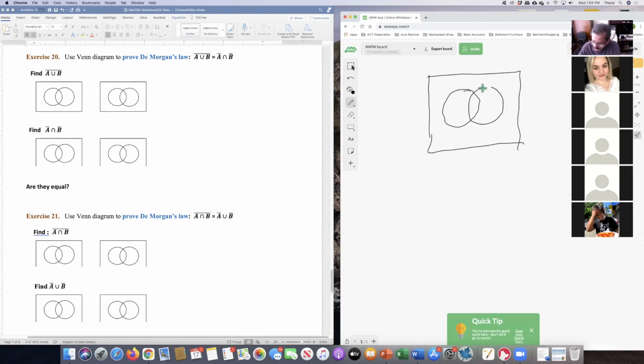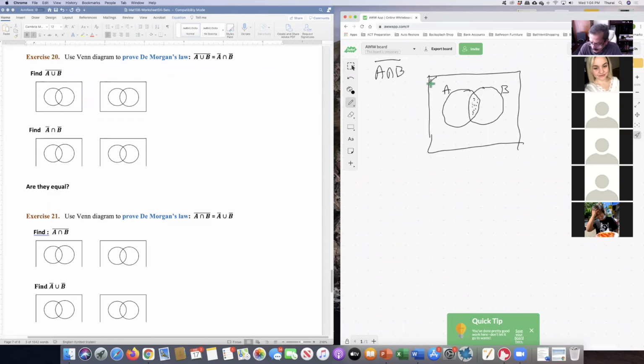A intersection B would be the common area for A and B, right? We did that in the last class. So isn't that this area? Agreed? Okay, so I need to find the complement of that. I'm looking to find A intersection B bar. That means everything outside of this middle section.